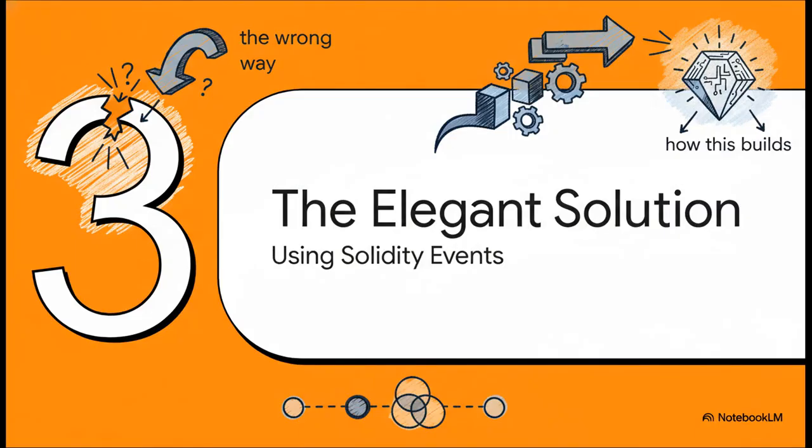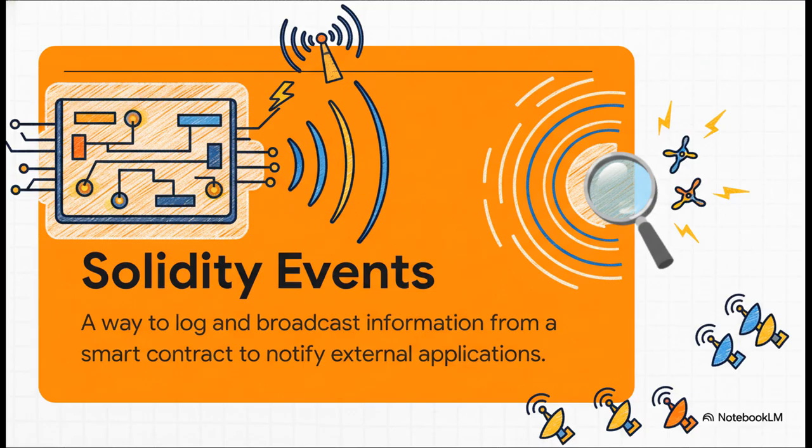So if that's the wrong way to do it, what's the right way? Well, the elegant professional solution is something called Solidity events. Okay, so instead of making the contract do all that heavy lifting of gathering up the data, we use events. The best way to think of an event is like a broadcast signal or a little flare. Every time a new wish is added, the contract doesn't just quietly store it, it also emits an event. It basically shouts out to the world, hey, a new wish was just made over here, for anyone who's listening.